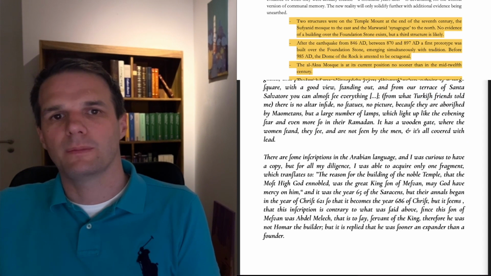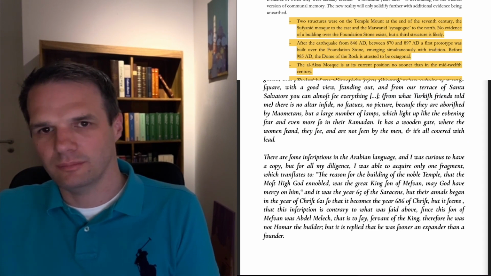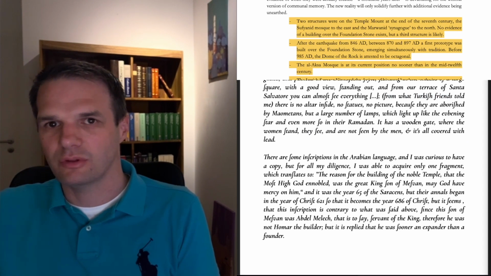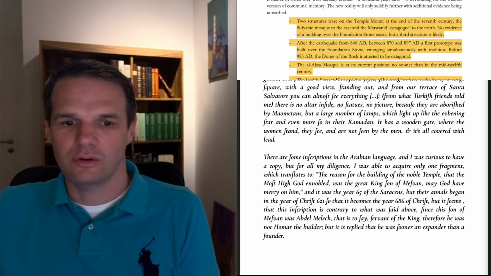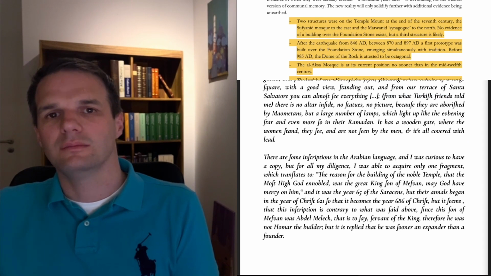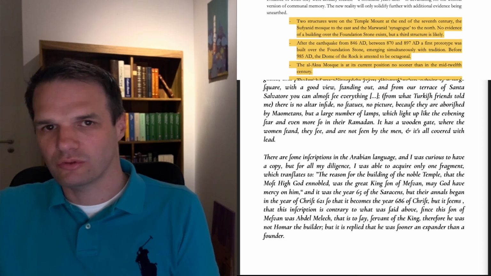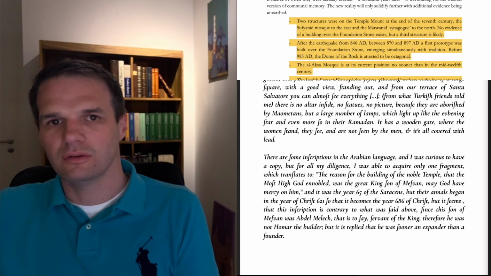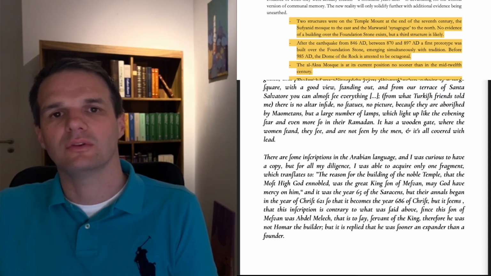Now, as we've seen, though, the Sufyanid Mosque, that's this wooden structure which Al-Kulf talks about, which he places to the eastern wall. We've looked at that in our introduction video. Clearly, that wasn't the case. It was either on the rock or towards the south of the Temple Mount.